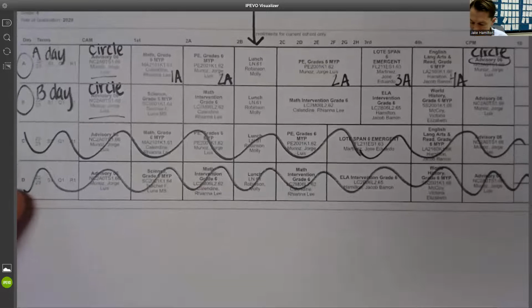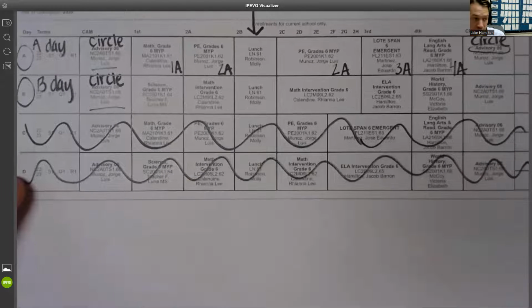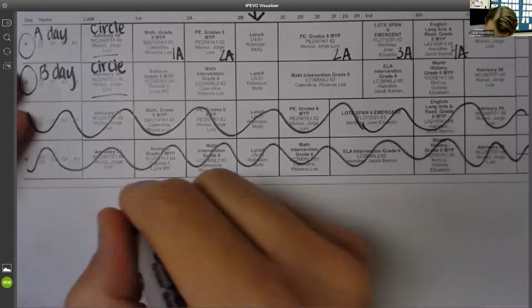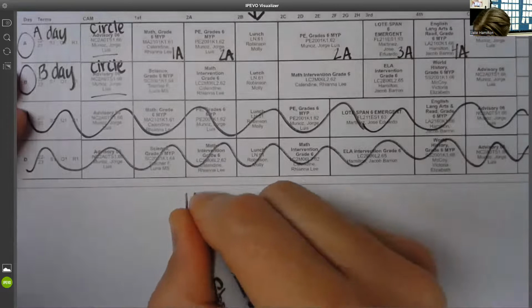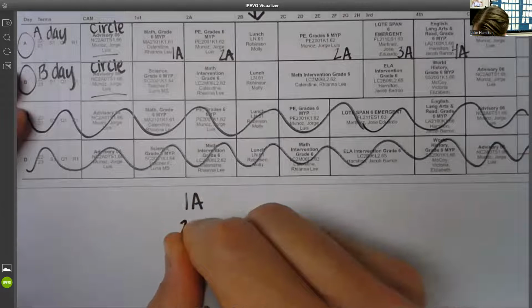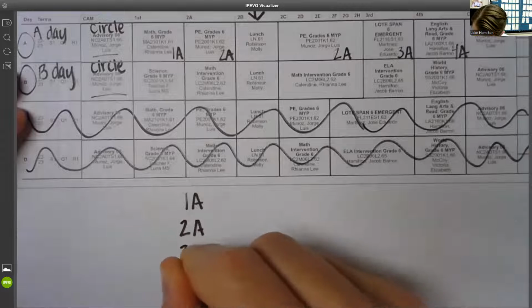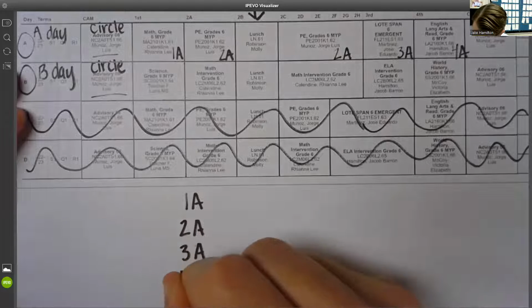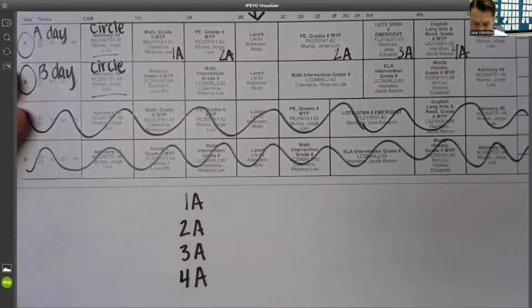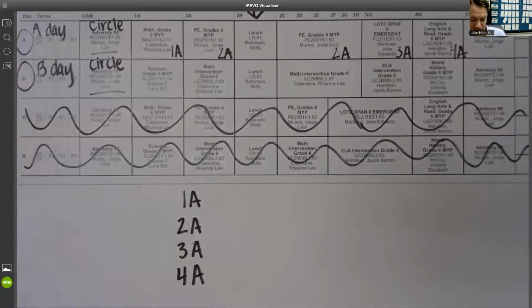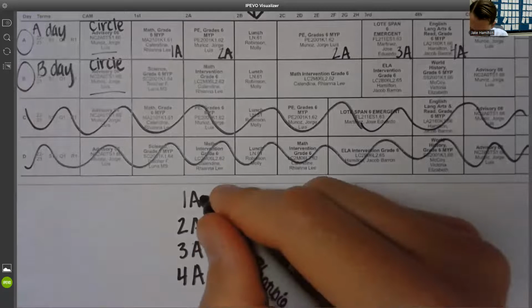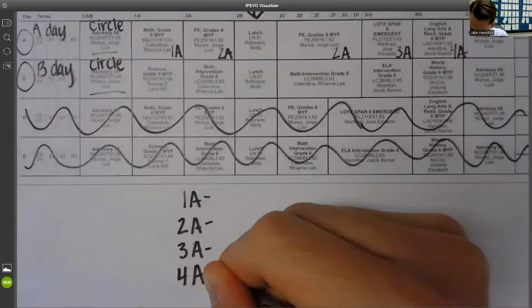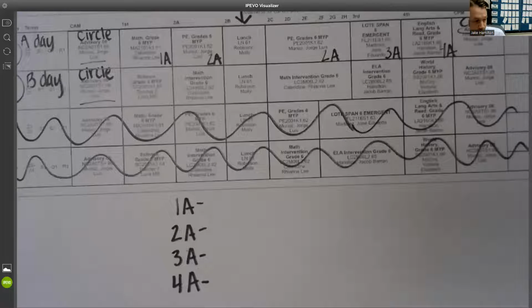So one easy thing to do, if this is hard for you to read and you get lost in it a lot, you can jump down to this blank space underneath your schedule and write 1A, 2A, 3A, and 4A. Go ahead and do that on your schedule. Even if you've done this before, do it again just to help you remember your classes. So 1A, 2A, 3A, 4A.